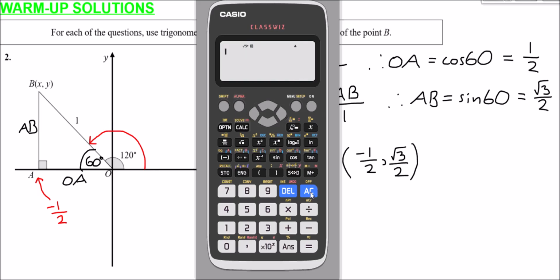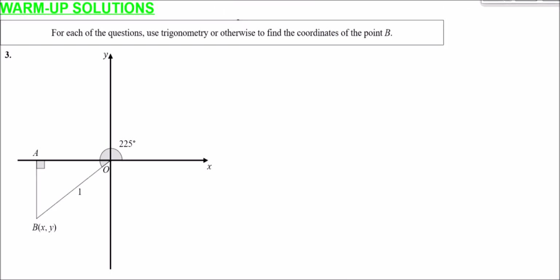And in the same way, if we try the sine of the angle measured anti-clockwise from the positive x-axis through to the line OB, sine 120, that again gives us the exact y-coordinate of this point. So cos is seeming to relate to the x-coordinate of the point, and sine is seeming to relate to the y-coordinate of the point as well. Let's have a look at question 3.